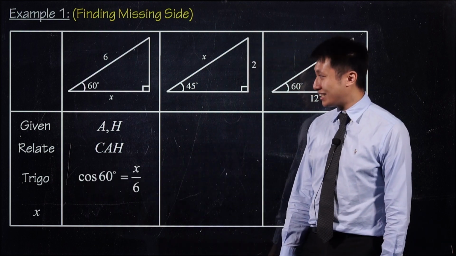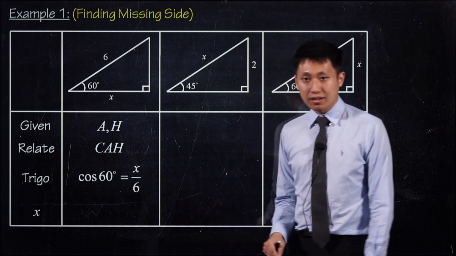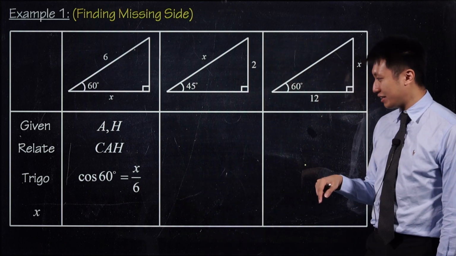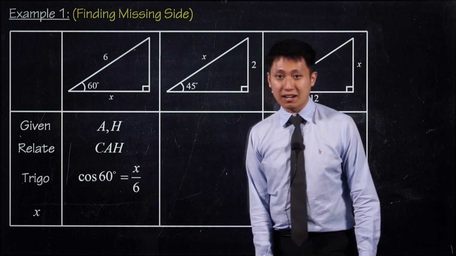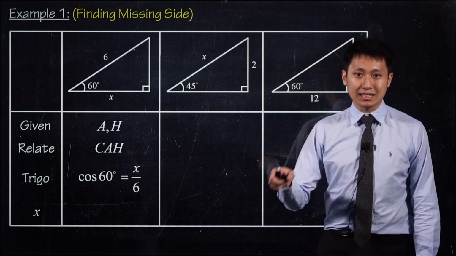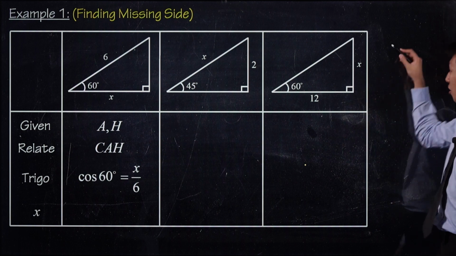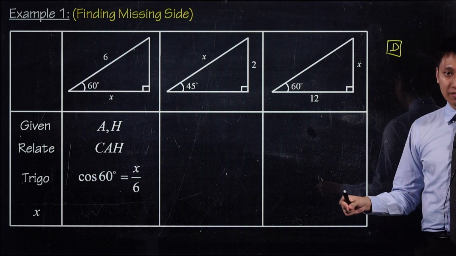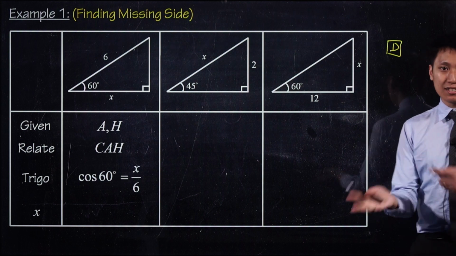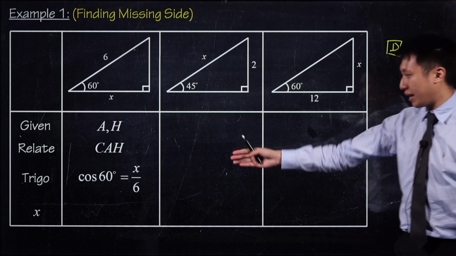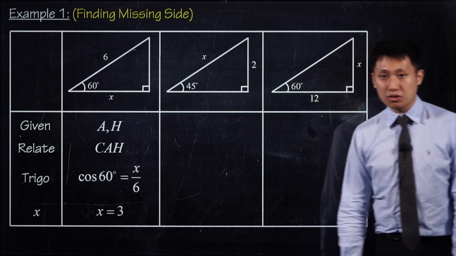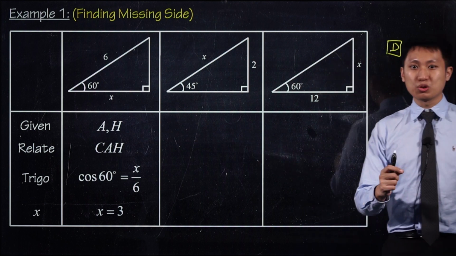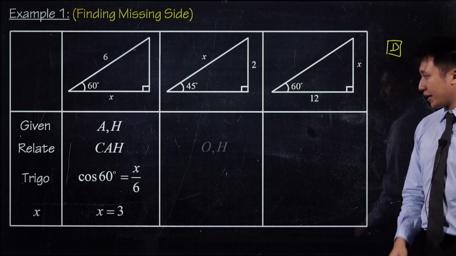So cosine 60 is equal to x over 6. You want to find x. Press your calculator now. x is equal to 6 times cosine 60. Remember, on your calculator, the top part must have a D there. D means degree. If not, you have to change it back to degree. So x is equal to 3. Cosine 60 is 1 over 2. Okay, next.